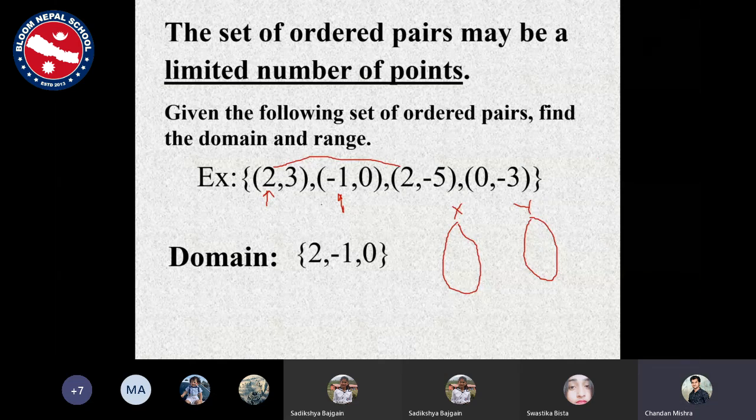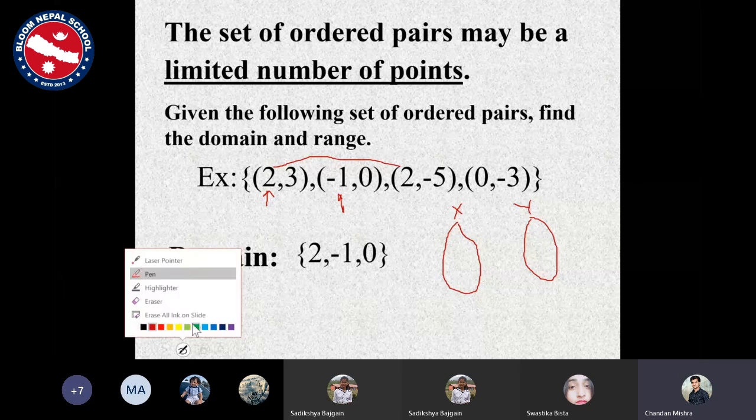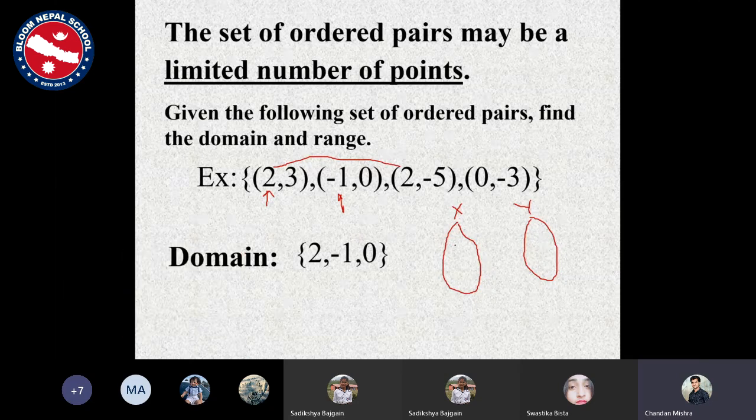Right, so let's see. So here, what happens? Let me use a different color. So let's see. So your 2 is here, this is -1 and this one is 0, right? Now on the other side what we have is 3, we have 0, we have a -5, and then we have -3, right? Now let me just put these here so it's easier to draw lines.